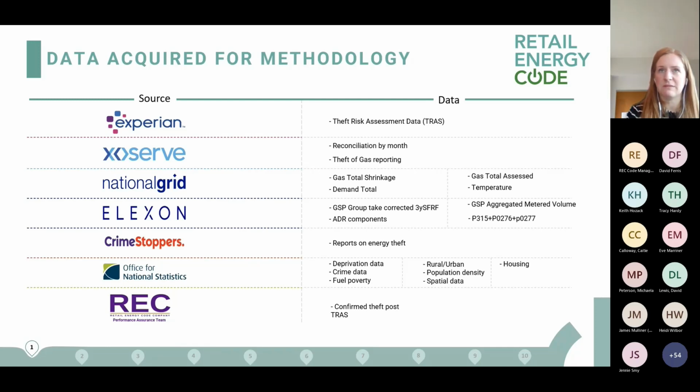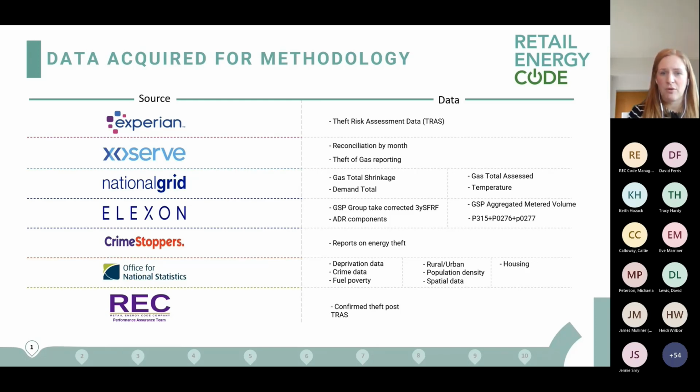So this is the data that we were able to access and used to build our estimate. The experience data is the TRAS data, the theft risk assessment data. This was all of the investigations, their outcomes, and the updates from them, and we were able to classify them as confirmed theft, unproven suspicion, some other categories as well, and then confirmed no thefts.